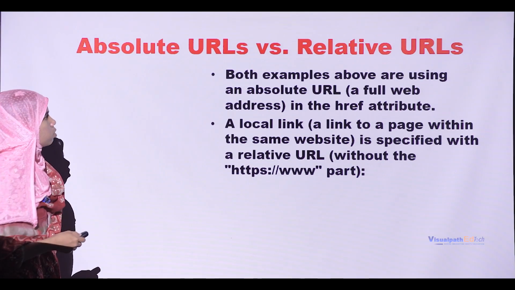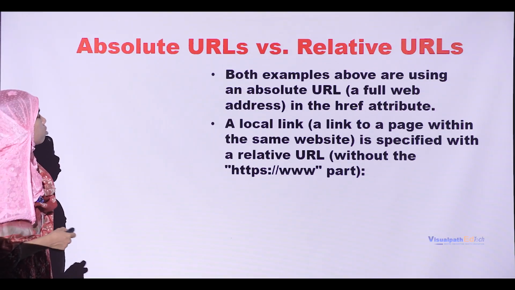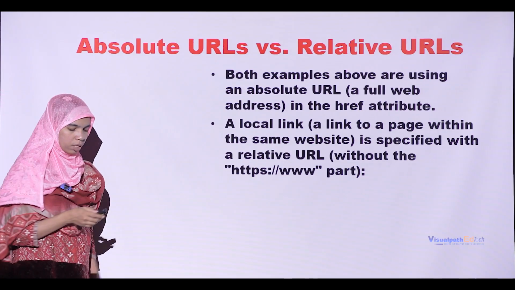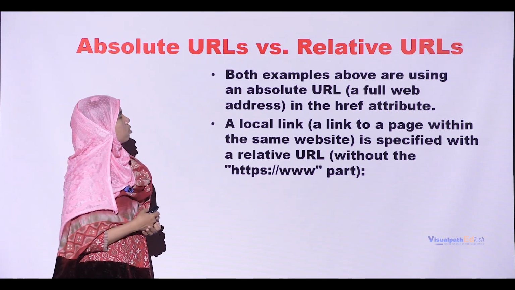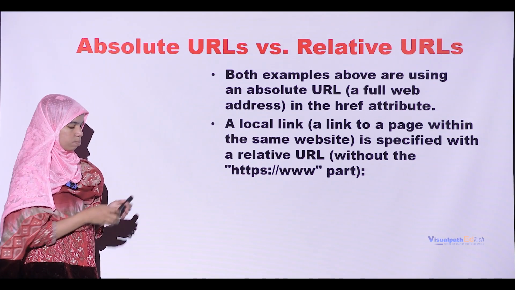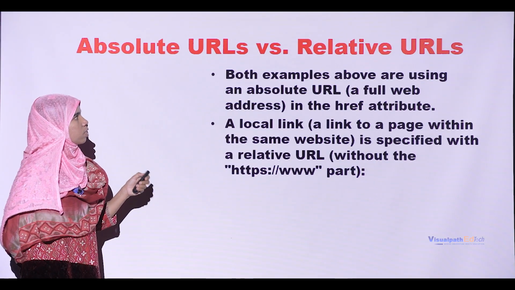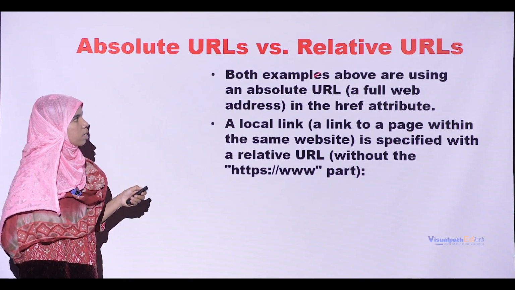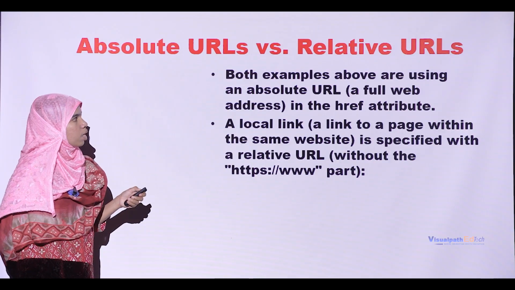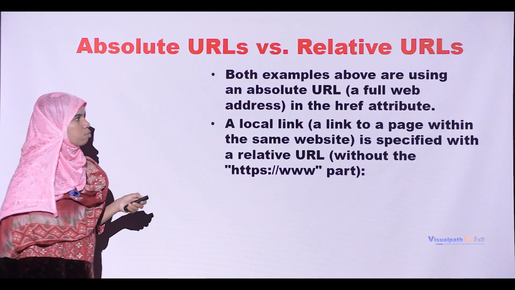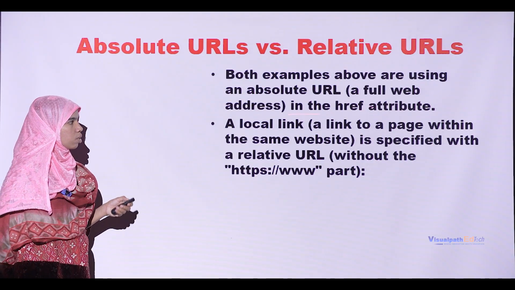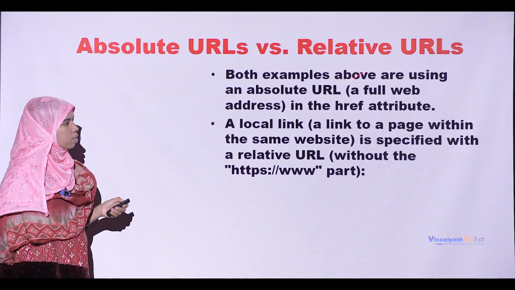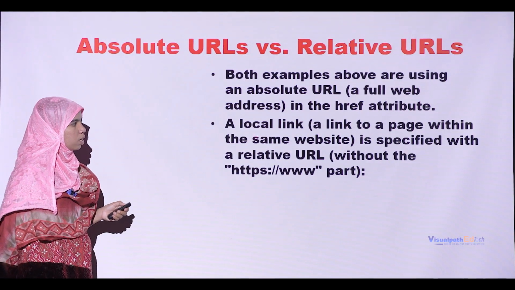Next, URLs versus relative URLs. So far, you have heard about the URLs that we are giving in our hyperlinks, right? In hyperlinks, we are giving the URLs as absolute and relative. What is meant by absolute? Absolute gives us the full website address in the href attribute, whereas in the relative URL, we will be giving the local link.